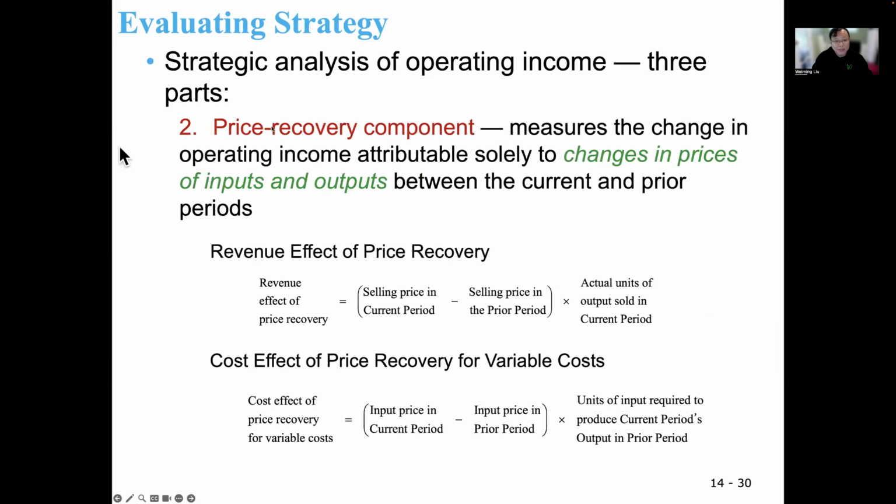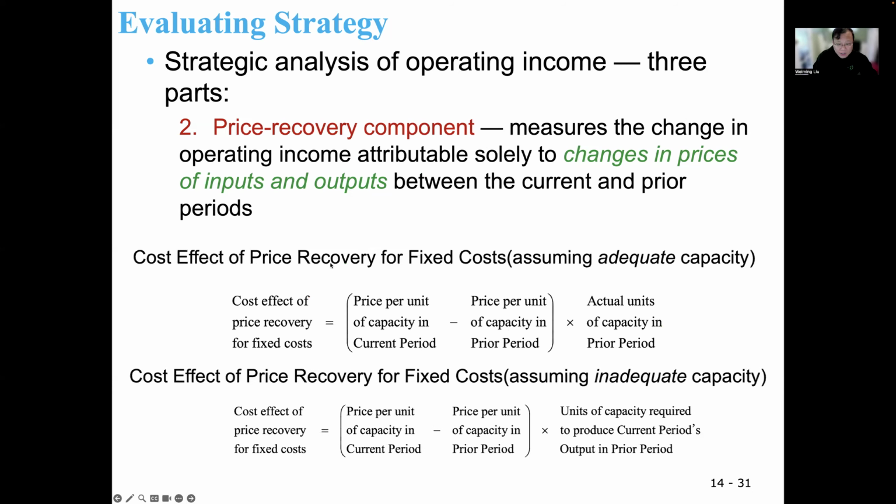Now let's take a look at the price recovery component. So price recovery component measures the change in operating income attributable solely to the changes in price of input and output. So your input price, output price has changes. So that would have effect on the cost and the revenue. So again, we have formulas for revenue and formulas for variable cost, and 2 formulas for fixed cost, depending on whether there's adequate capacity.